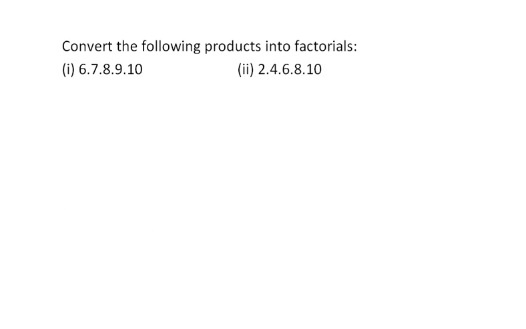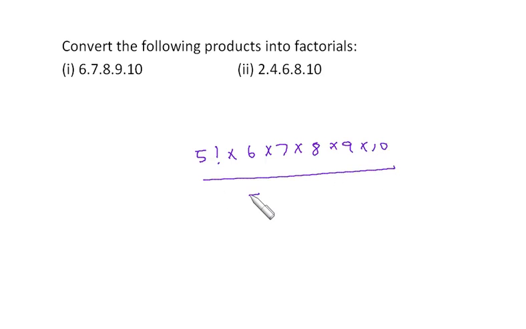Now in this question, convert the following products into factorial. Let's do that. It is 6 into 7 into 8 into 9 into 10. So what we do, we multiply it by 5 factorial and divide it by 5 factorial, right? So it's 5 factorial into 6 into 7 into 8 into 9 into 10, and we divide it by 5 factorial. Now 5 factorial is 1 into 2 into 3 into 4 into 5. Then we have 6 into 7 into 8 into 9 into 10. So what will it be? 10 factorial, and in the denominator we have 5 factorial, right? So we converted this product into factorial very easily, right?